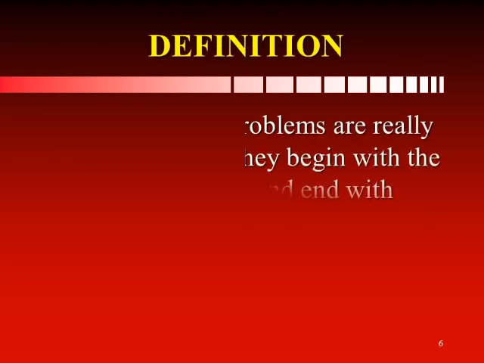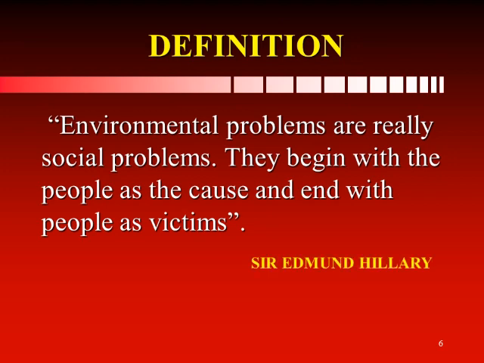Sir Edmund Hillary gave a definition for environmental economics. Let us see. Environmental problems are really social problems. They begin with the people as the cause and end with people as victims. What's the meaning of victim? Victim means a person who is hurt or injured by somebody. Yes, he tries to say that the people are the cause and the people are the effect for these environmental problems.